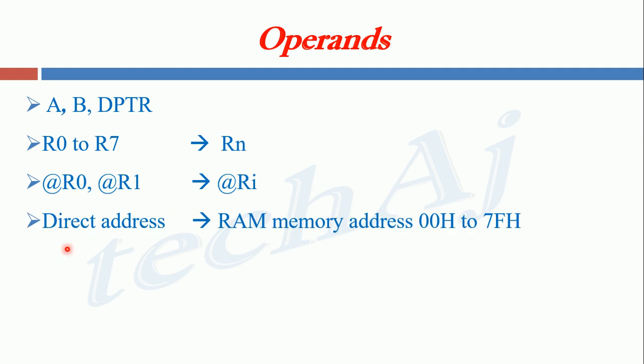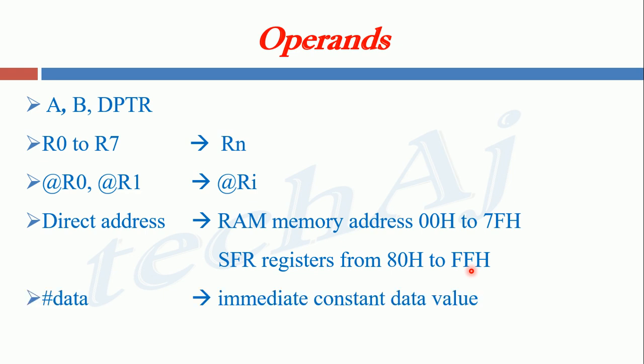Operands can be direct address. These direct addresses are nothing but RAM memory addresses having the range 00H to 7FH. Also, this direct address can be SFR registers having address 80H to FFH. And operands can be direct data in the instructions. This direct data always starts with the hash symbol.